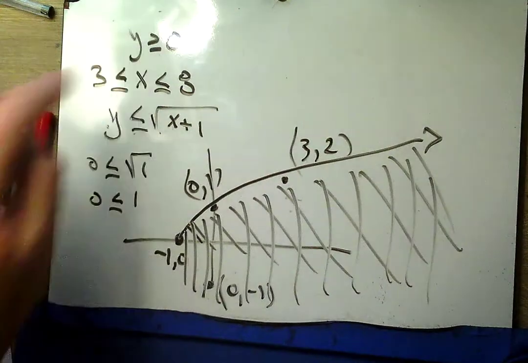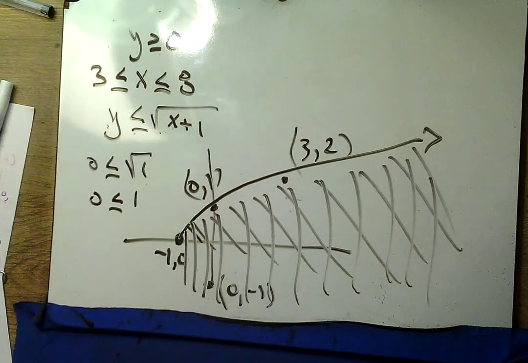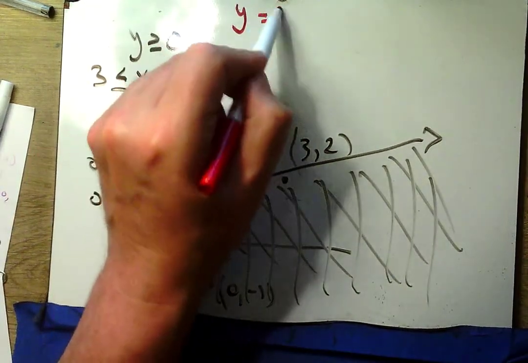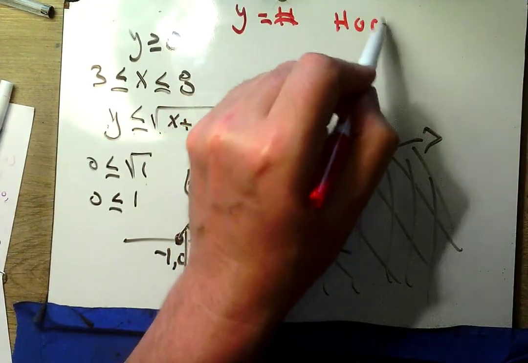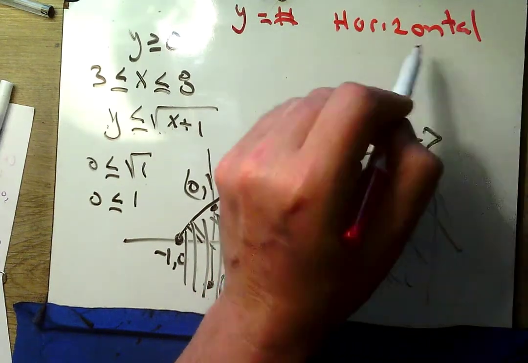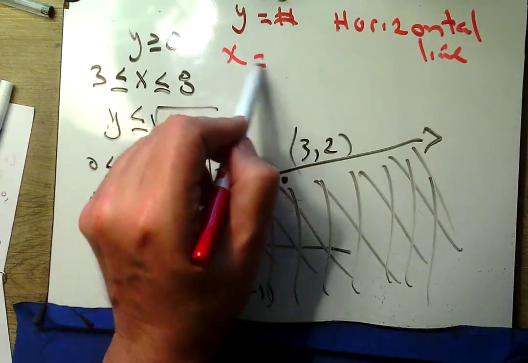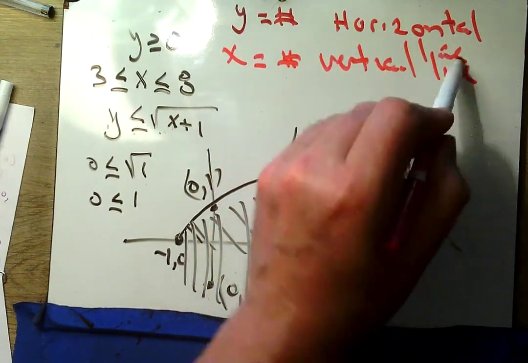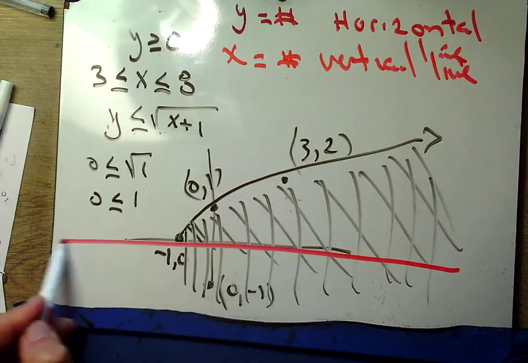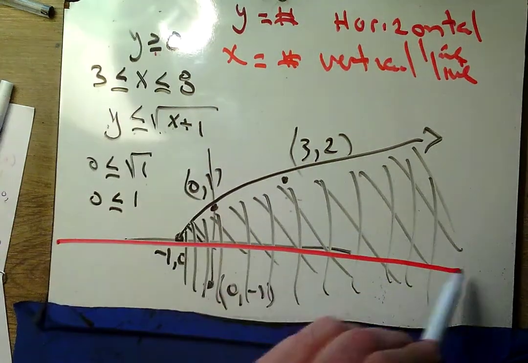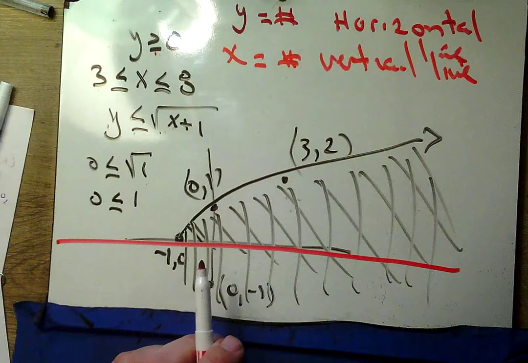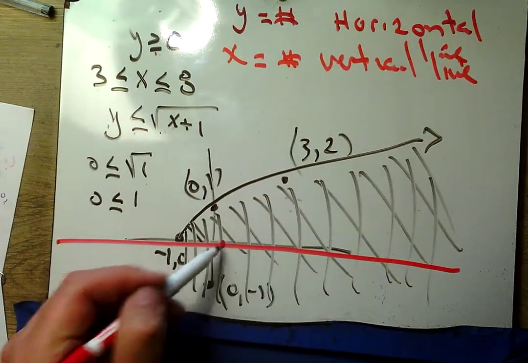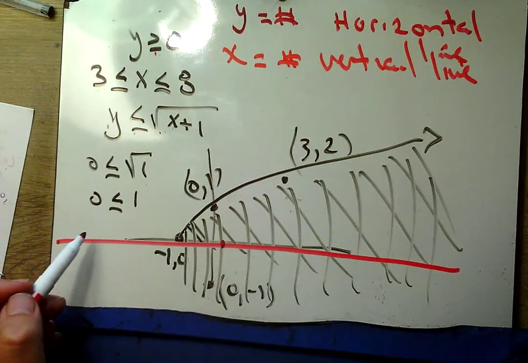Now, what about these other things? Well, back on the first day of the semester, we said y equals a number is a horizontal line. And we said x equals a number is a vertical line. So here's y equals 0, can be equal to, so it's solid, okay?